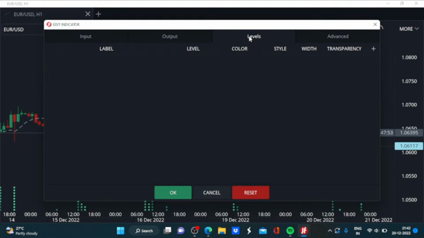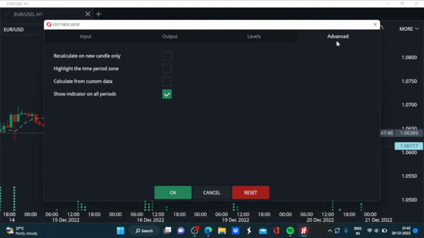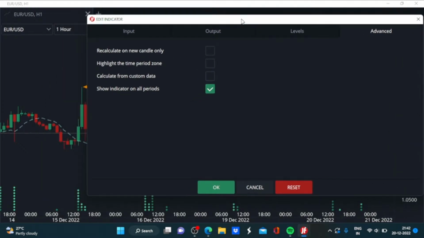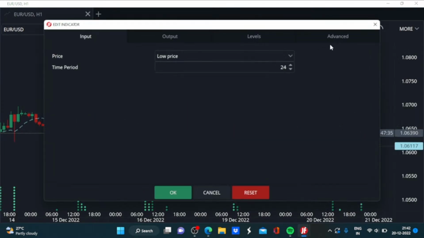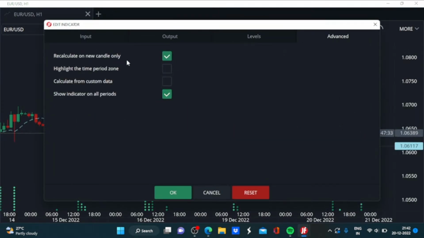Levels. This editing tool is not really going to be much helpful. Coming to the advanced editing option, if you want the indicator to remain stable throughout the current candle period, then you can opt in for the first option of recalculate on new candle only. So once the calculation is done, that value will remain throughout the current candle period till new candle formation takes place. So it will bring stability to the output.